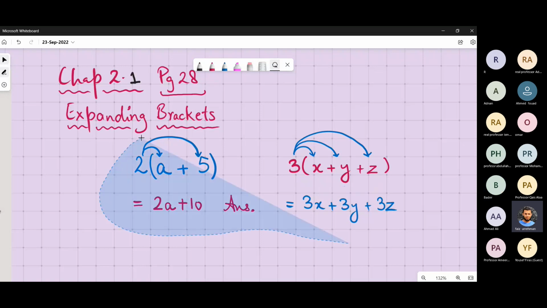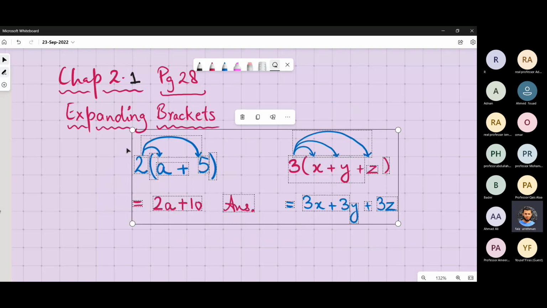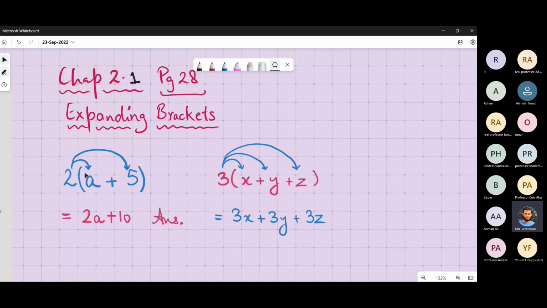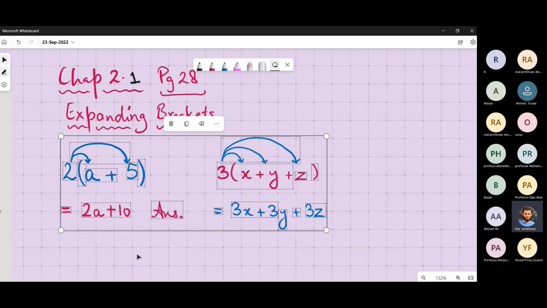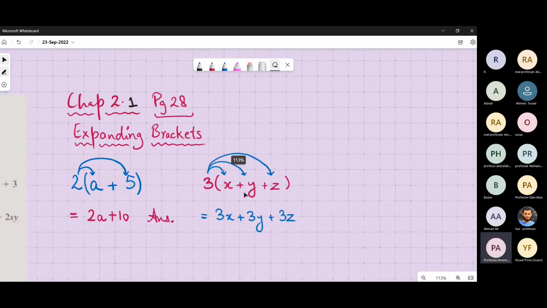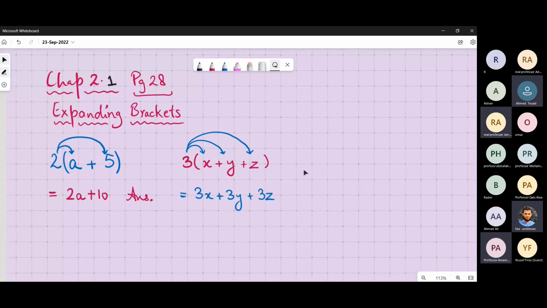Let me bring it left. Are you guys noting these two examples, and the page number and chapter, everything, or are you just writing without noting the chapter number and date and everything?